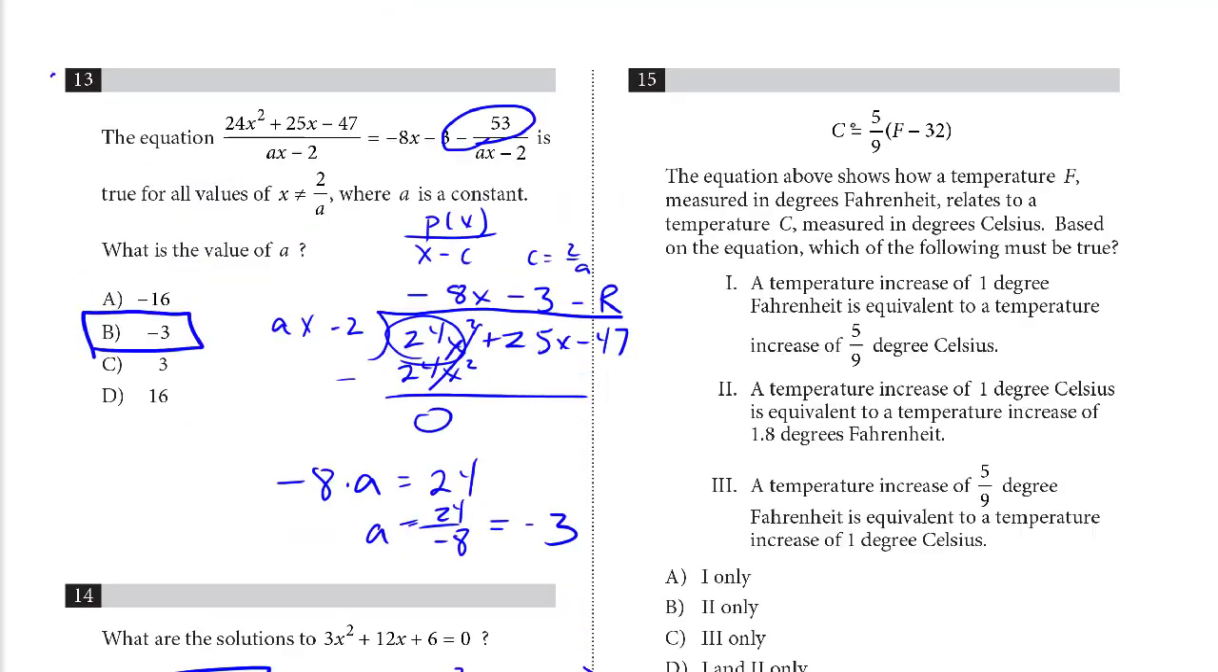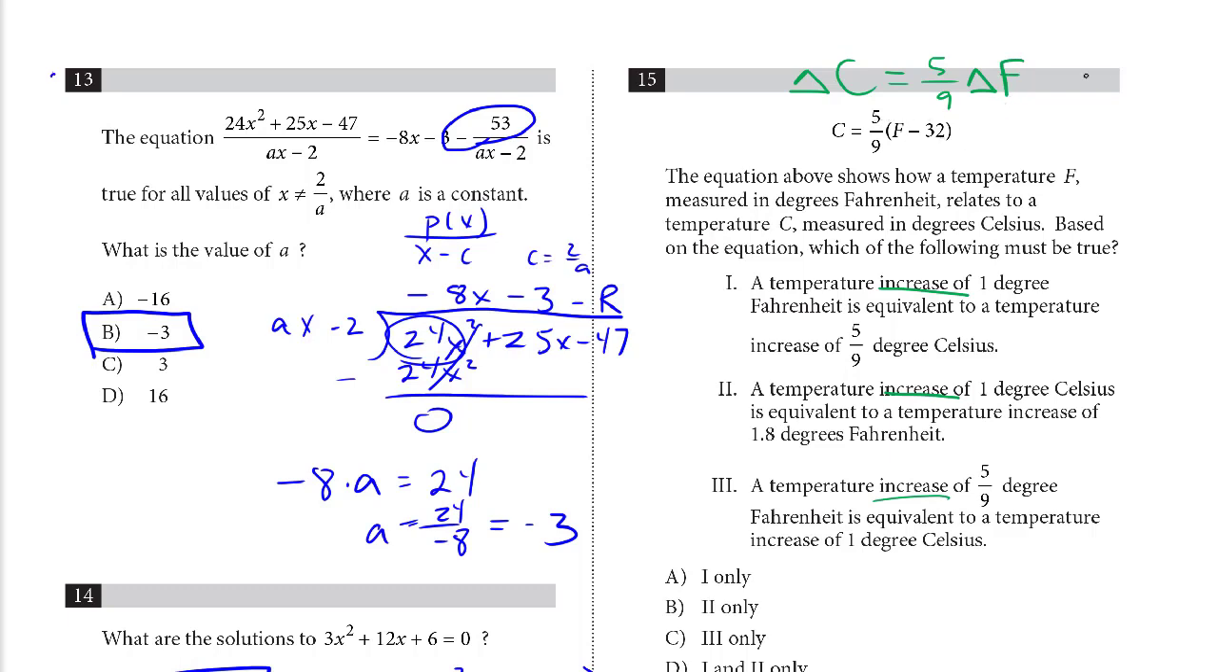Okay. C equals 5/9 (F minus 32). I can right away recognize this is a Fahrenheit-Celsius conversion equation. Based on the equation, which of the following must be true? One thing we want to know is the changes, because all the answers in our Roman numeral question are talking about increase, increase, increase, which is essentially a change. So change in C equals 5/9 times a change in F. That's usually the easiest way to do it.